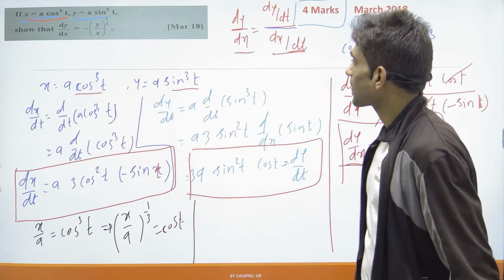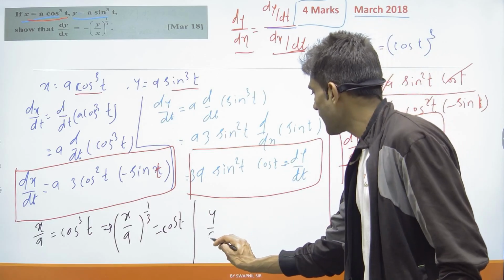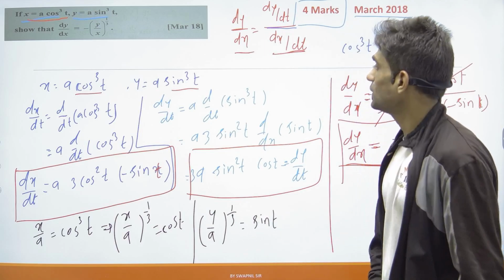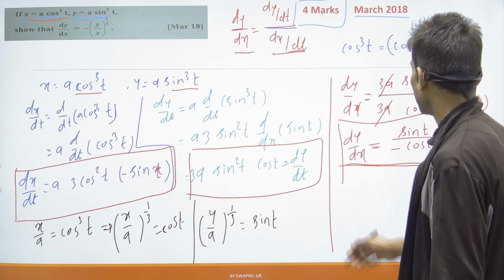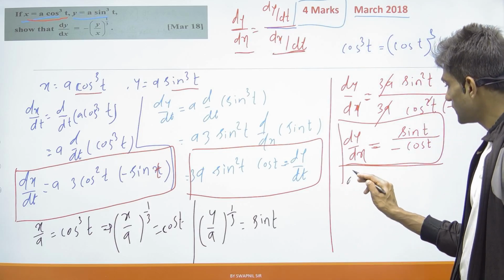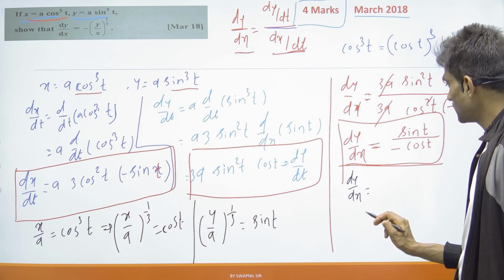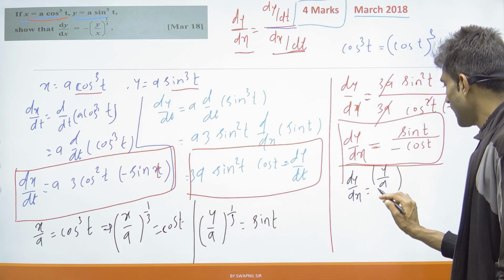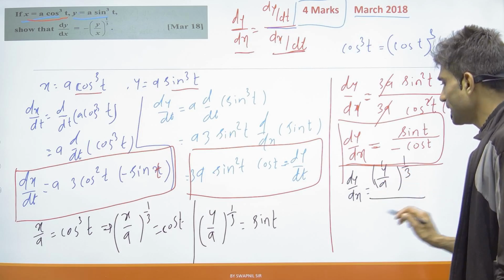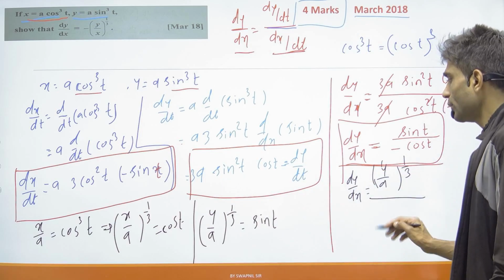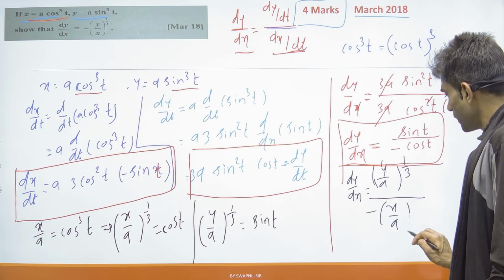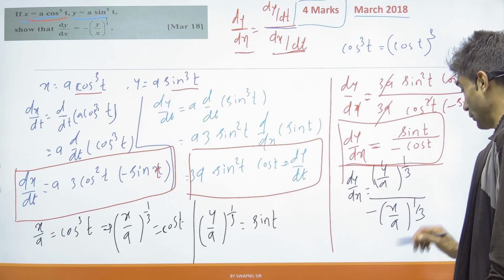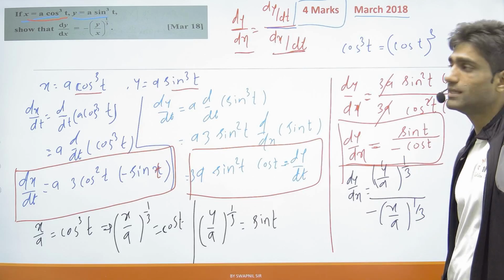Similarly do it for the value of y. So we get y by a to the power 1 by 3, which is equal to sin of t. So we got the values for cos of t and sin of t. Now substitute these values here, in dy by dx. The value for sin t is y by a to the power 1 by 3, completely divided by negative of cos t, which has the value negative of x by a to the power 1 by 3. Now here we can see a to the power 1 by 3 in the denominator of both, so we can cancel them.